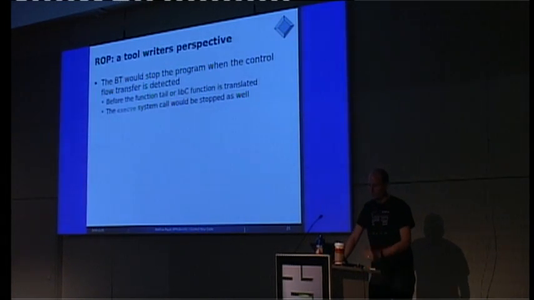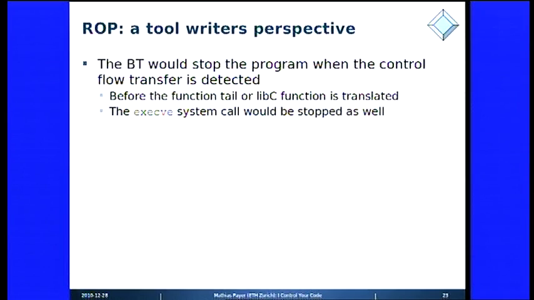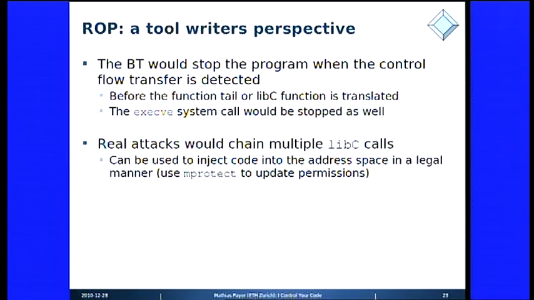So what would the binary translator do? This time, we don't have any new code that is injected into the image of the running application, but the binary translator or the virtualization system would stop the program when the control flow transfer to the system function is detected, before the function tail or the libc function is actually translated, because we are able to verify the return addresses on the stack. The exec system call that is executed in the system function would be stopped as well, because it doesn't accord to the policy of that application.